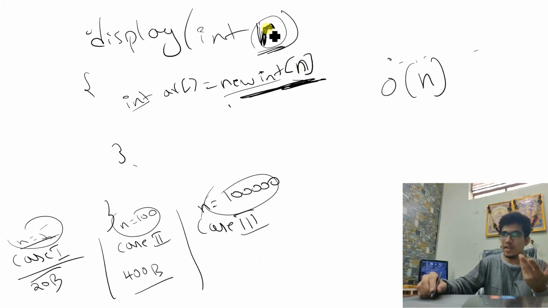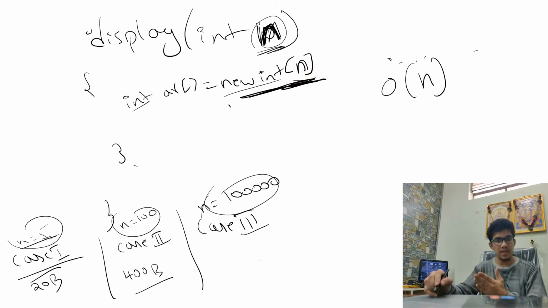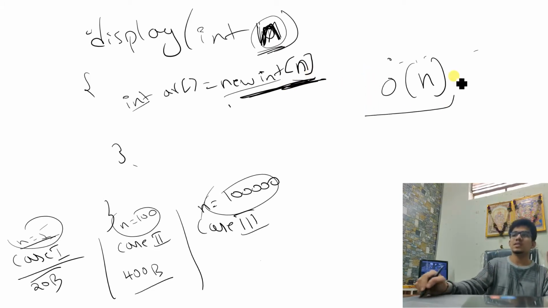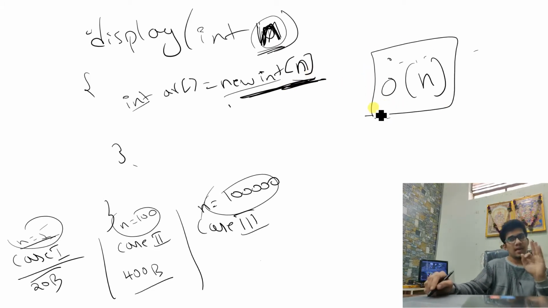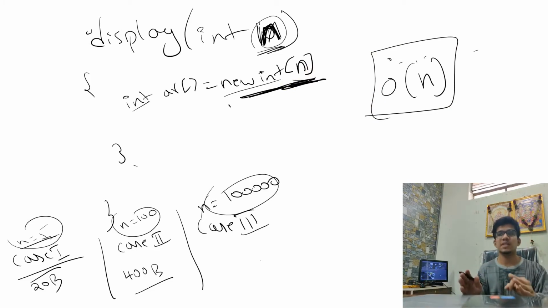So if the n value is 100, it will create an array of the size 100. If n value is 1000, it will create an array of the size 1000. So that's it. This is our space complexity. I hope space complexity is also clear for you guys.